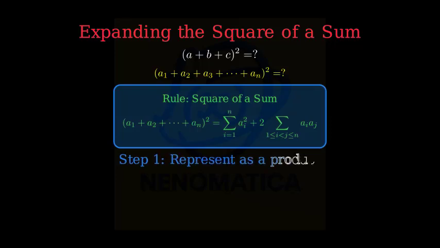First, we'll write the square as a product of two identical sums. This is simply a_1 plus a_2 plus ... plus a_n multiplied by the same expression again, a_1 plus a_2 plus ... plus a_n. Next, we'll use the distributive property to multiply each term in the first factor by the entire second factor. This gives us a_1 times the entire second sum plus a_2 times the entire second sum, and so on up to a_n times the entire second sum.